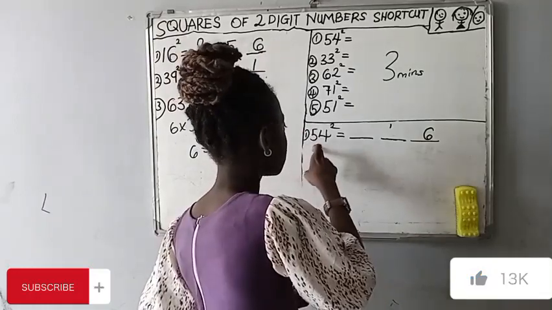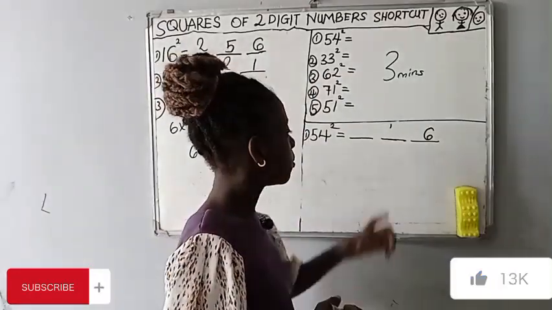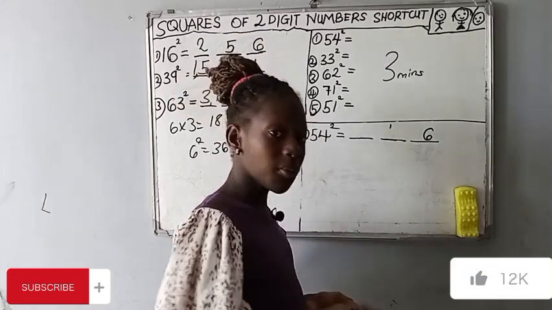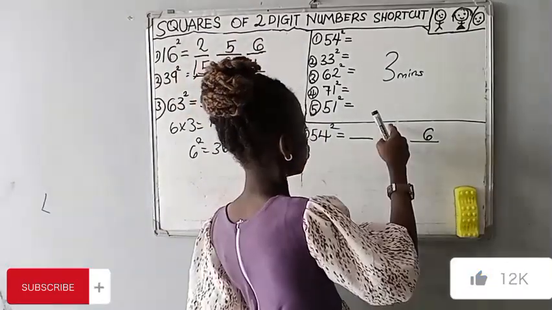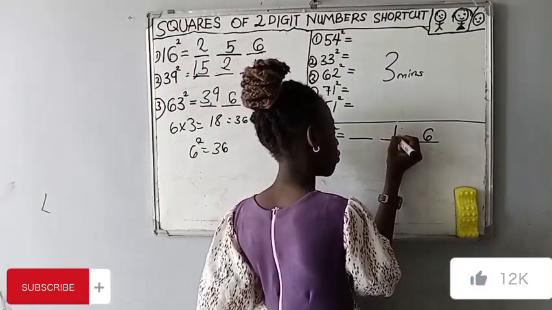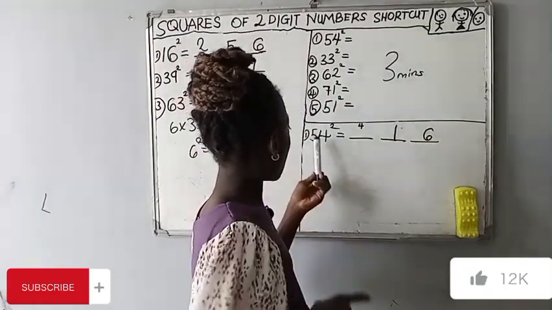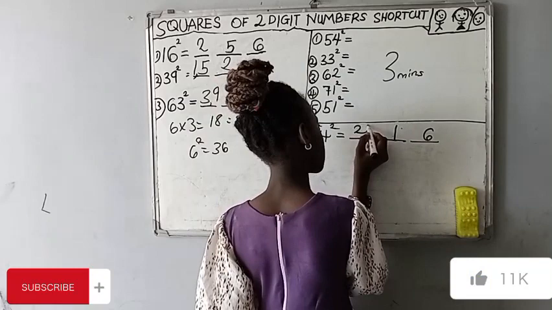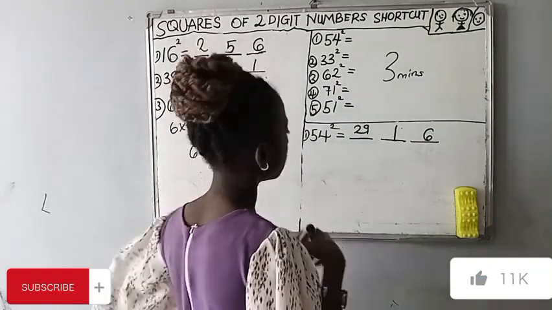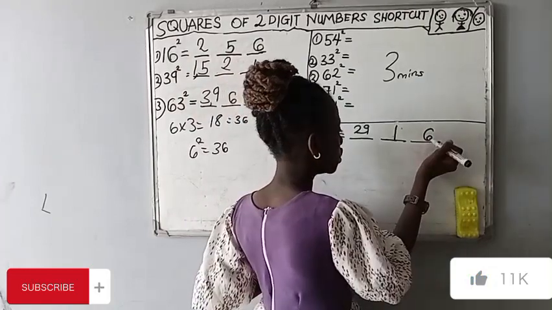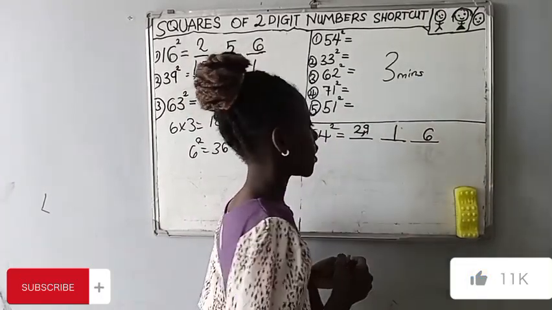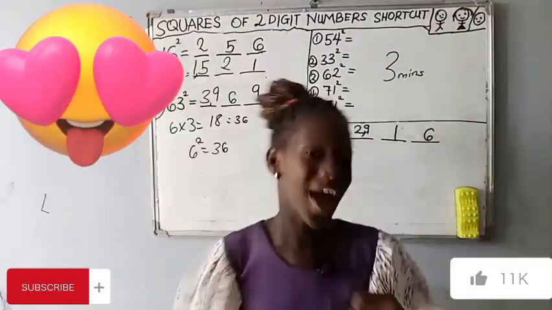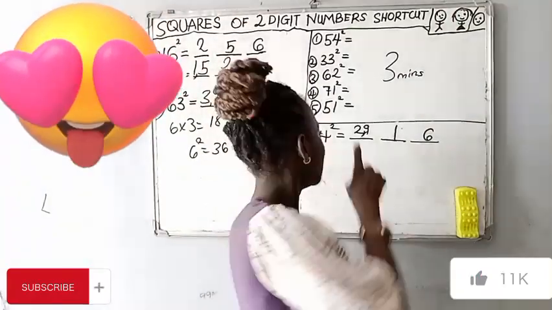Second step, 5 times 4 is 20. The double of 20 is 40. 40 plus 1 is 41. Write 1, carry 4 over. 5 squared is 25. 25 plus 4 is what? 29. Remember what I said here? You always insert a comma. 1, 2, 3. Now this is read as 2,916. I hope you got it because I'm so happy, because this is so easy.